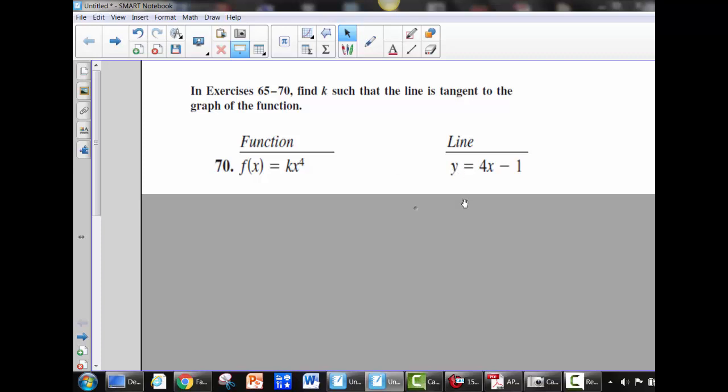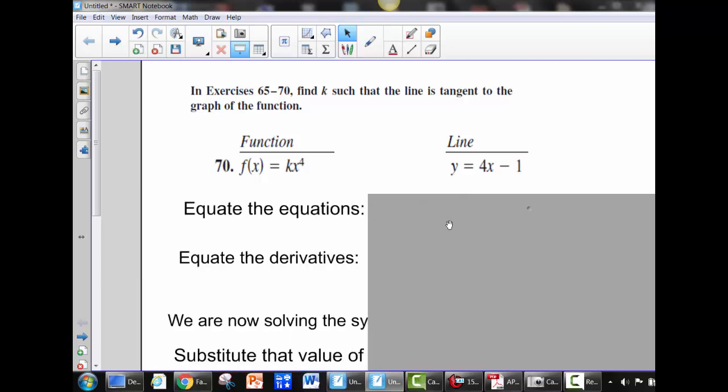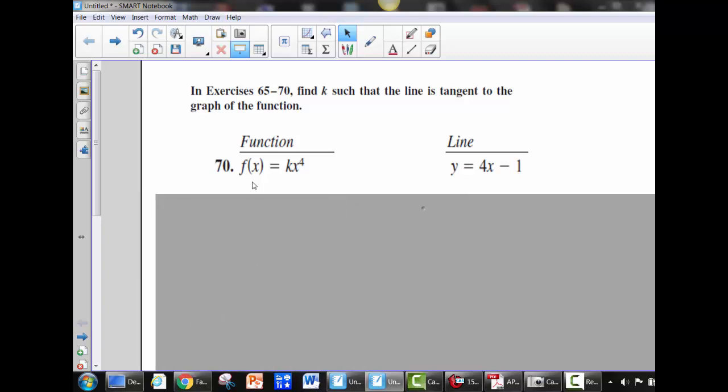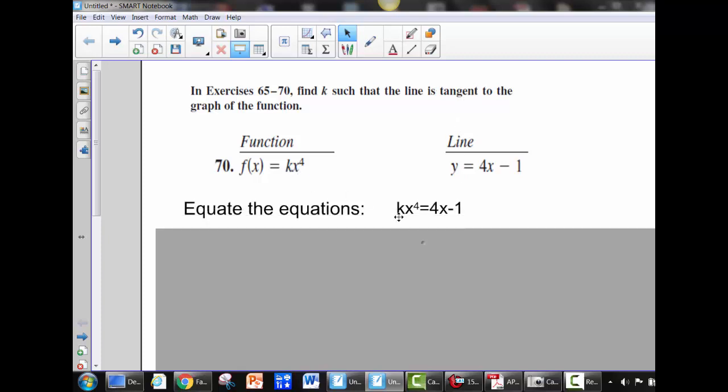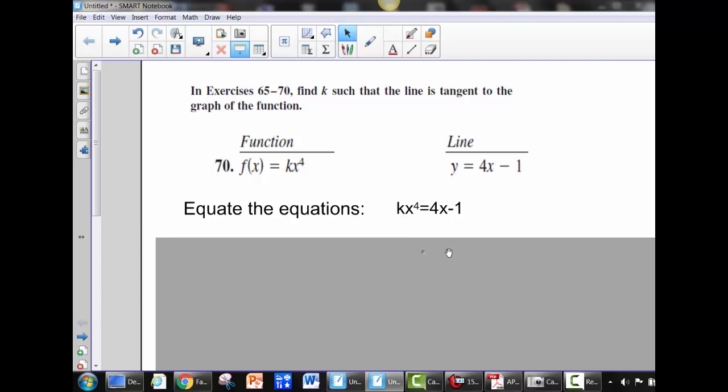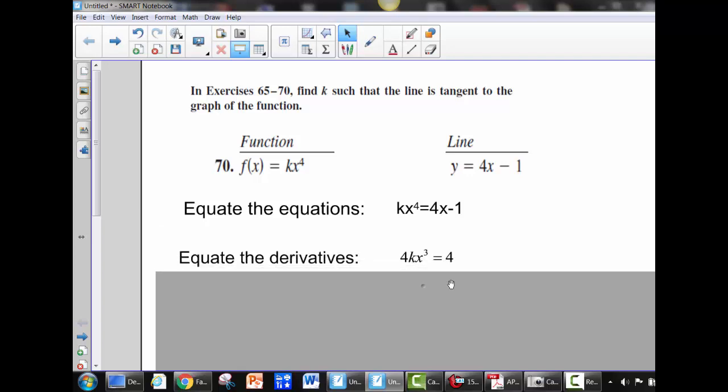So the process for numbers 65 through 70 is to do two things: equate the equations and equate the derivatives. This is y equals, this is y equals. They intersect at the point of tangency, since this is the line tangent to the graph. So we equate the equations, kx to the fourth equals 4x minus 1. But we're also going to equate their derivatives, because at the point of tangency, they have the same derivative, the same slope.